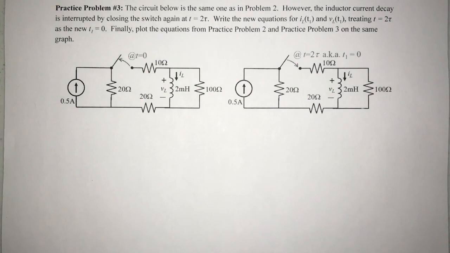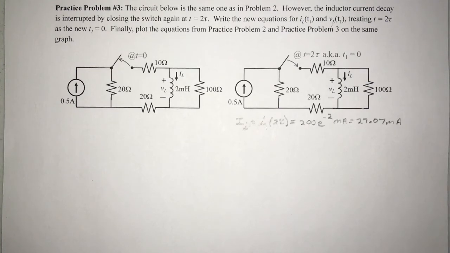For our last problem, the circuit below is the same as the one in problem 2. However, the inductor current decay is interrupted by closing the switch again at t equal to 2 tau. Write the new equations for current and voltage as a function of time, treating t equal to 2 tau as the new t equal to 0. Finally, plot the equations from practice problem 2 and practice problem 3 on the same graph.